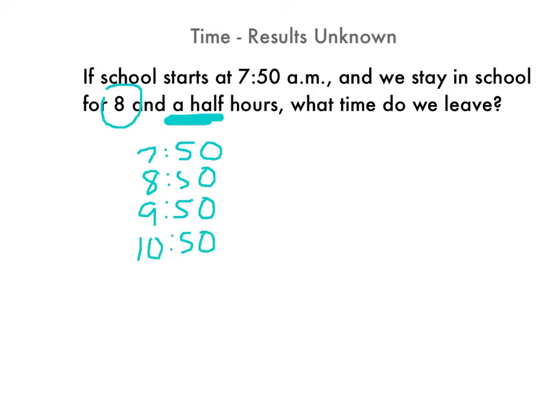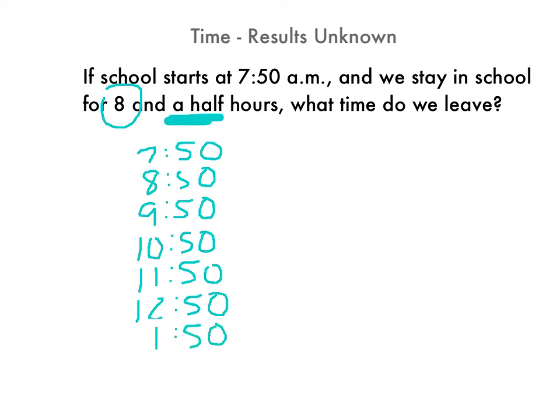10:50, 3, 11:50, 4, 12:50, 5, 13:50? No, silly. What is it supposed to be? 1:50. Oh, my bad. We're not doing military time. What do I do? Pencil. 1:50. There we go.